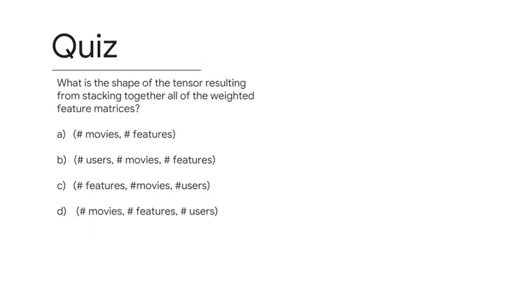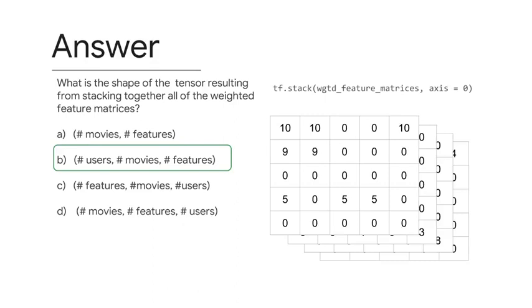What is the shape of the tensor resulting from stacking together all of the weighted feature matrices? The resulting tensor is rank 3, so we can immediately discard option A. Because we stack the weighted feature matrices on axis 0, the shape of this tensor is number of users by number of movies by number of features, or in this case, 4 by 5 by 5.